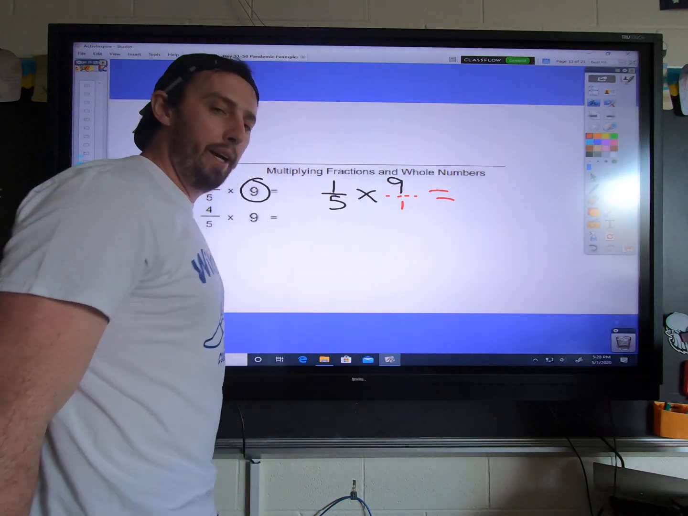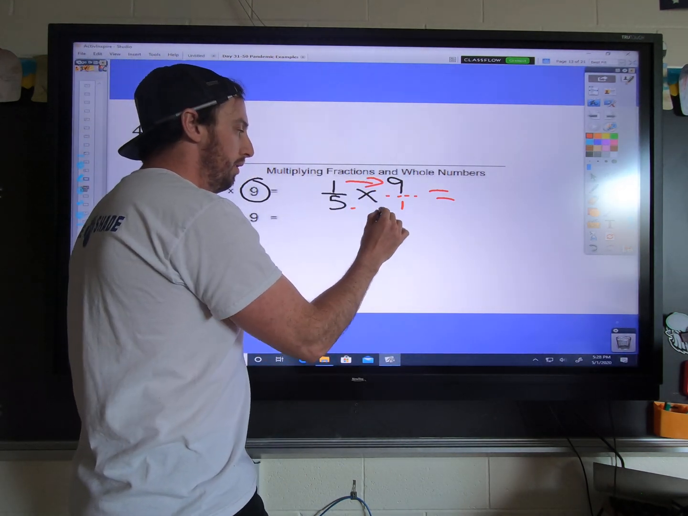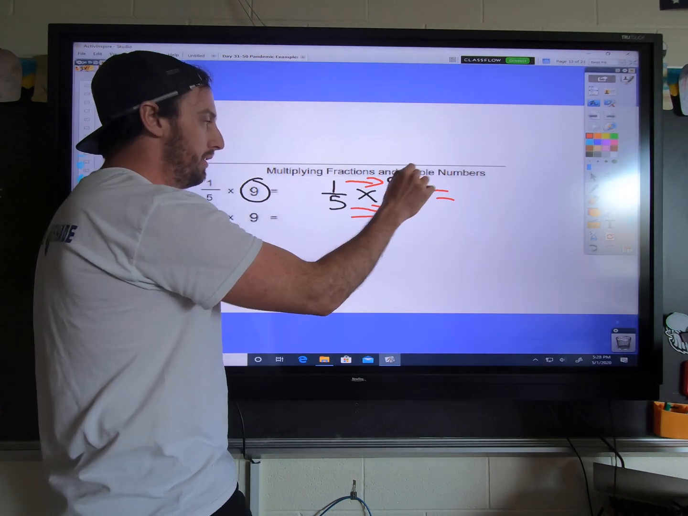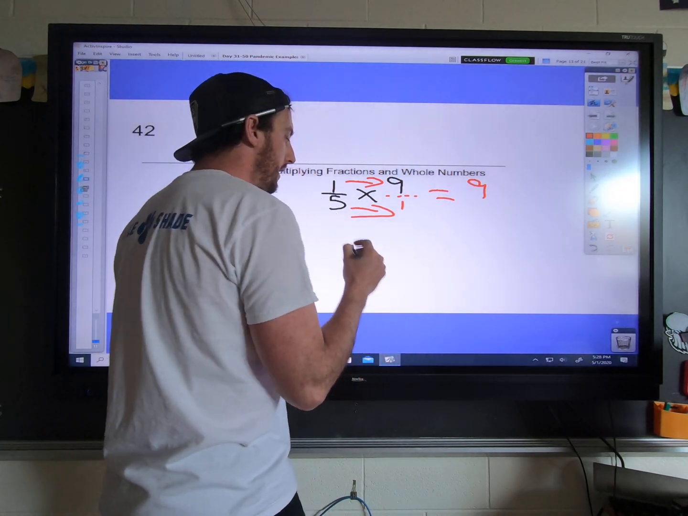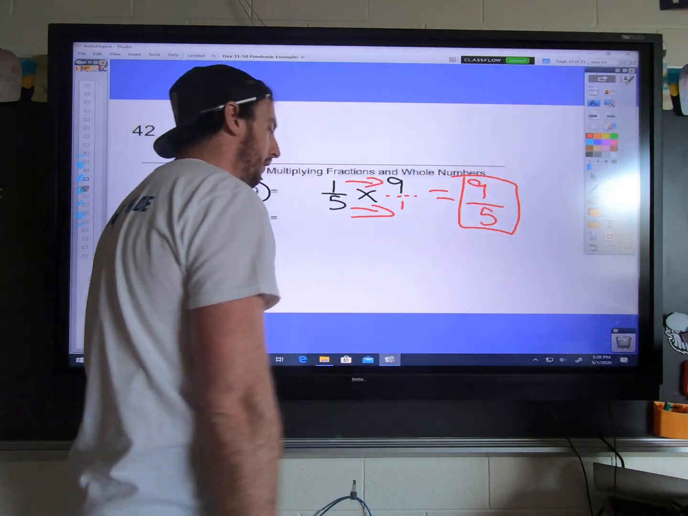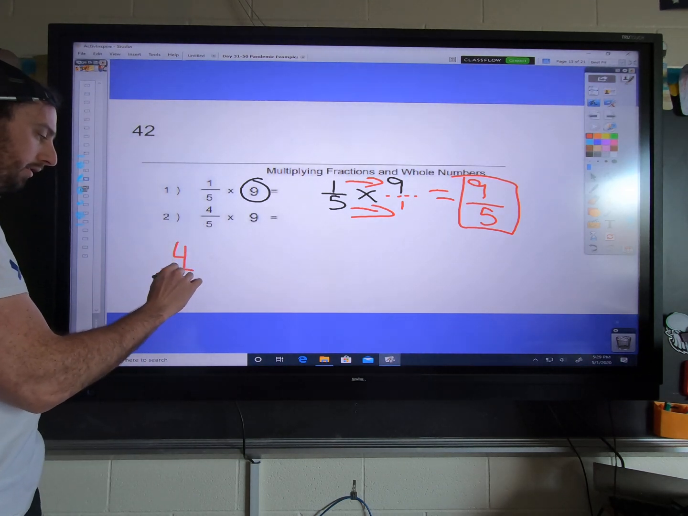In order to multiply fractions straight across, you have to multiply the top straight across, multiply the bottom straight across. 1 times 9 is 9. 5 times 1 is 5. There's your answer.